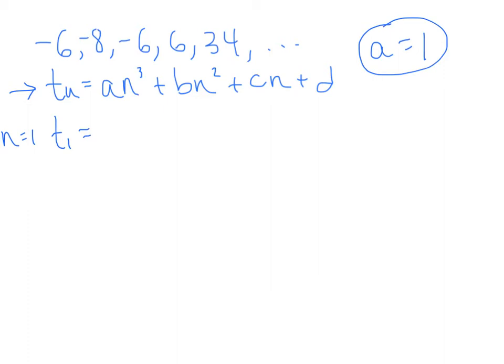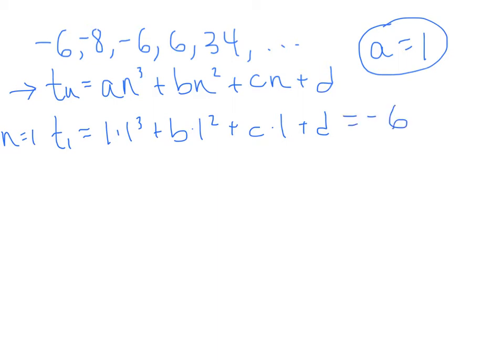So this is now 1 times 1 cubed plus, we don't know b, times 1 squared, plus, we don't know c, times 1, plus, we don't know d. So there's a lot we don't know. But we do know that the first term, if you go back up to your sequence, is negative 6. So I now know that I can set this equation equal to negative 6.